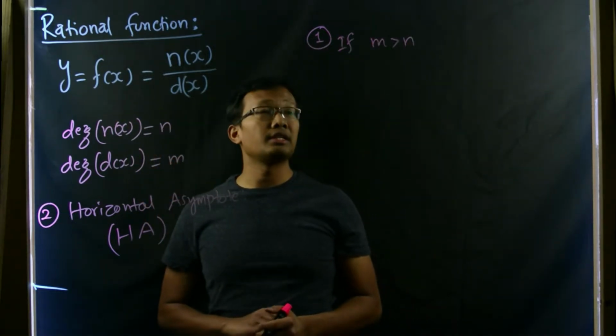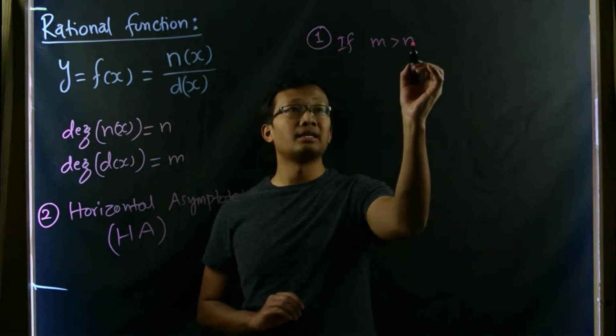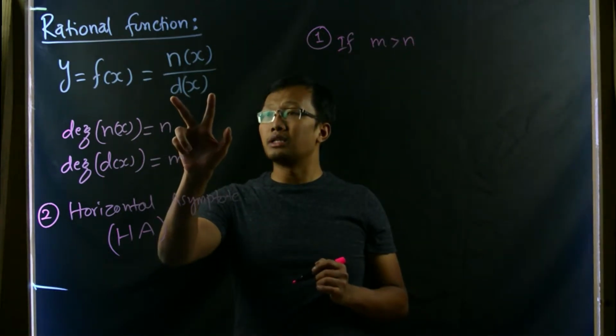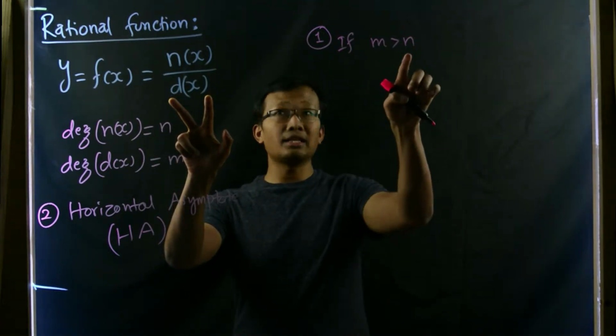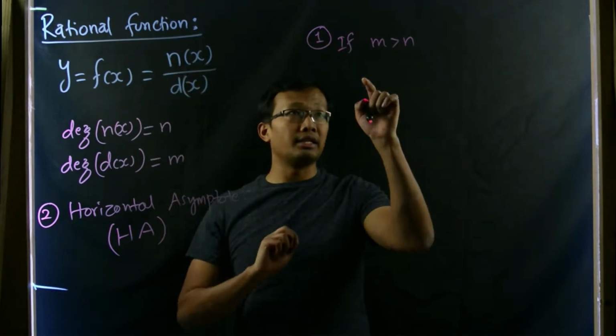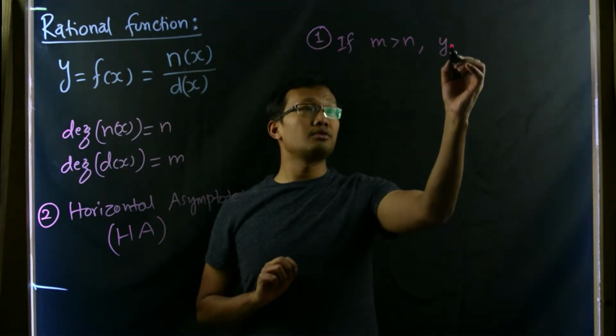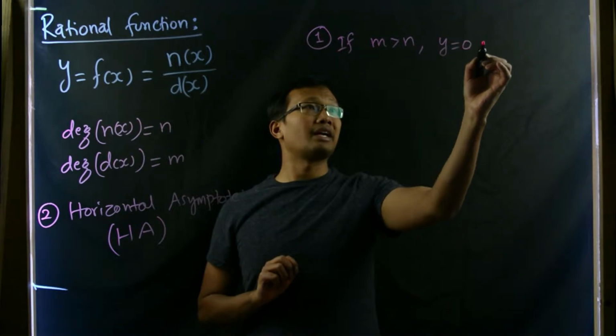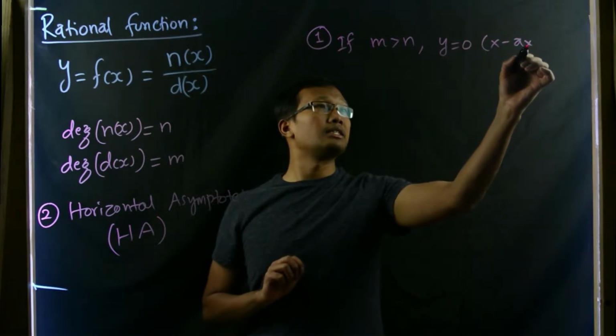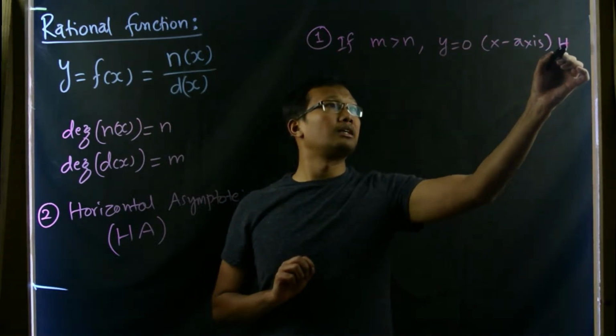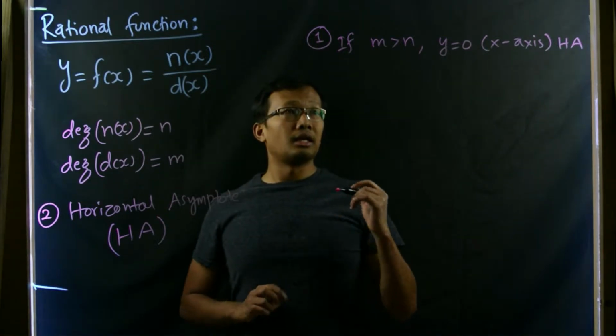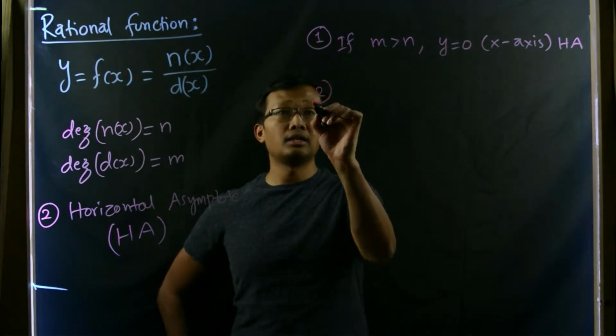The first condition is if m is greater than n. That means if the degree of the denominator is greater than the degree of the numerator, then in this case y equals 0, or the x-axis, is the horizontal asymptote.